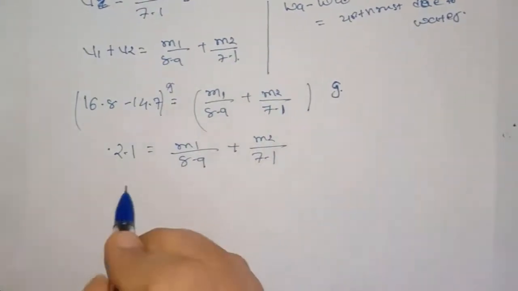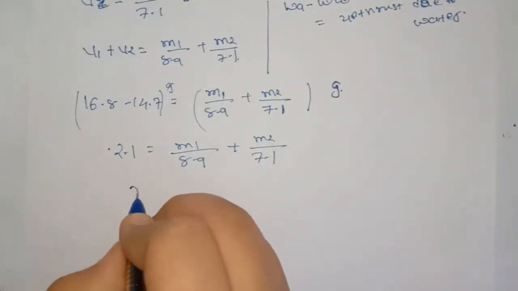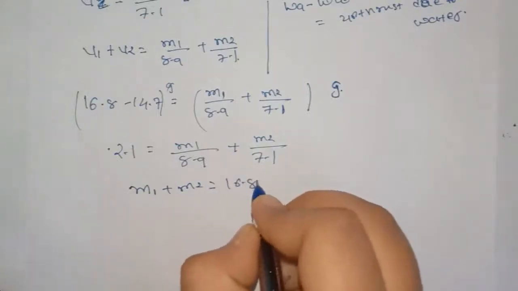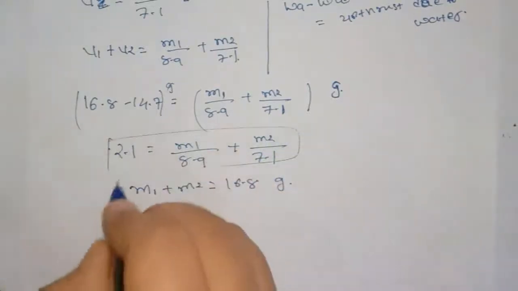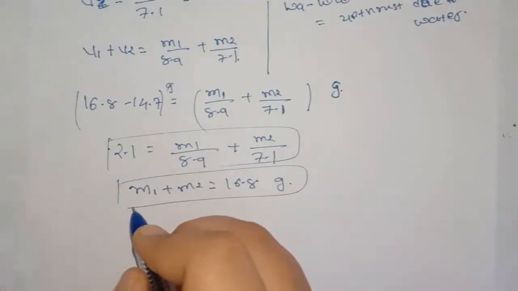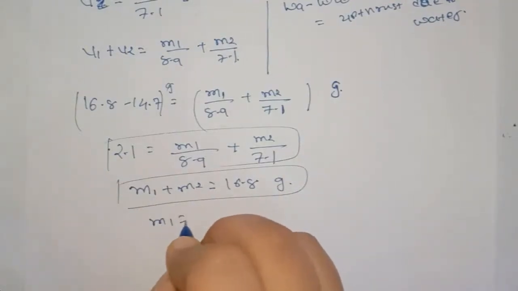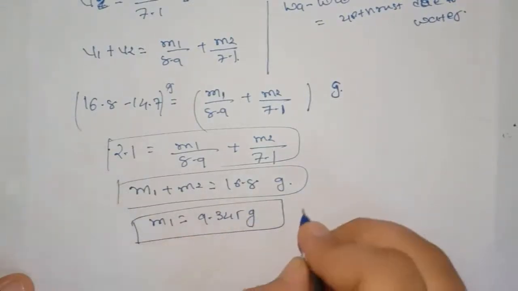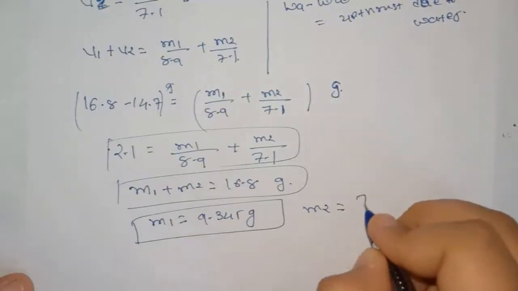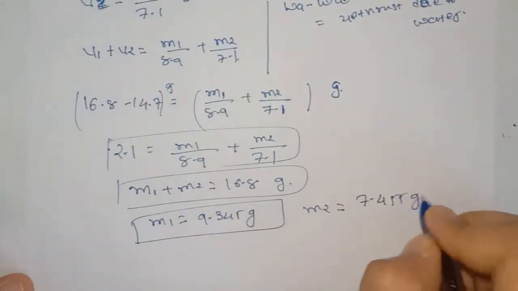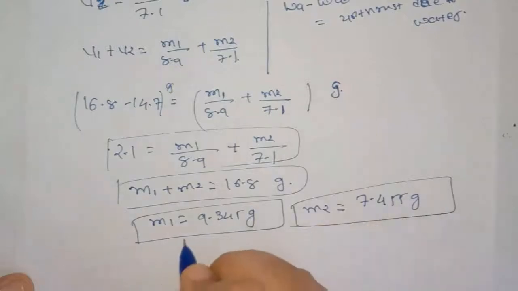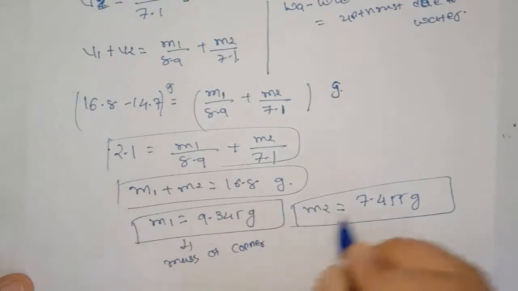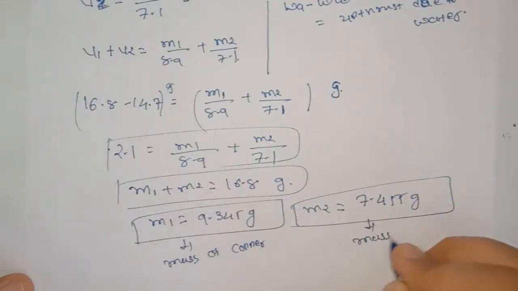Also, it is given that weight in air is 16.8, so m1 plus m2 is equal to 16.8 gram. From these two equations, we can find m1 is equal to 9.345 gram and m2 is equal to 7.455 gram. So this will be mass of copper and this will be mass of zinc.